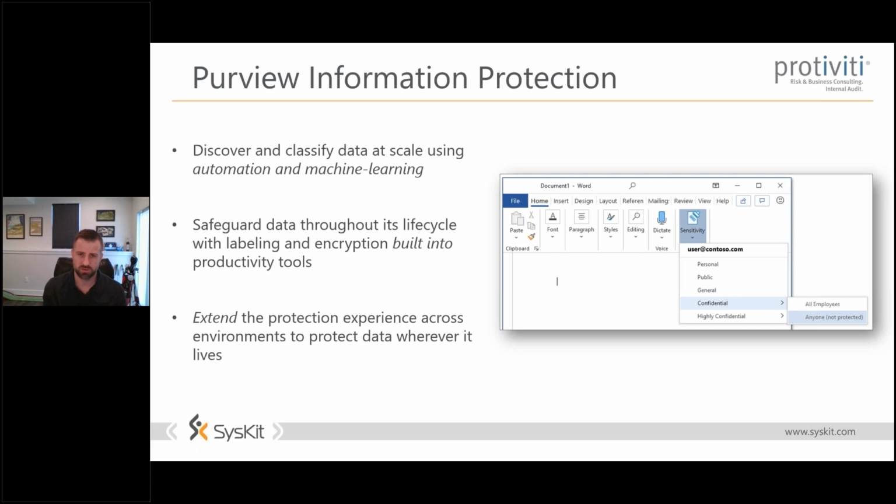And one of the core things about this classification is it stays with the data, right? So I highlighted the data at the beginning.